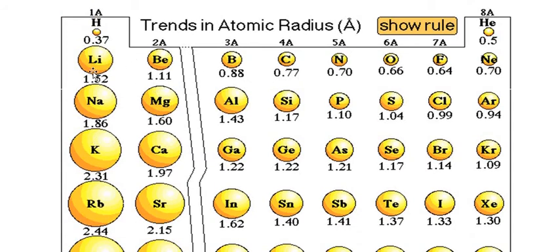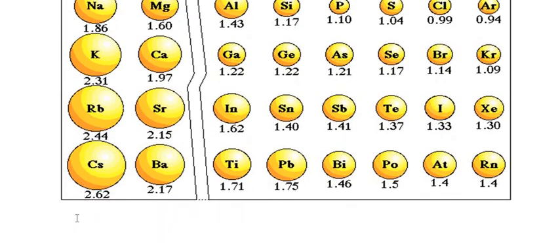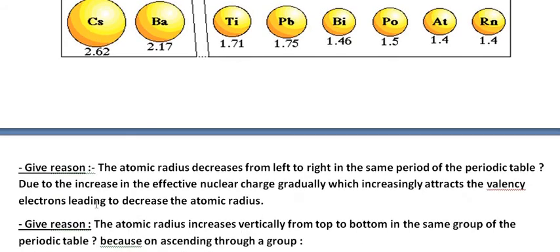Through the group, the atomic radius increases from the top to the bottom. This is because a new energy level is added. As you move from the top to the bottom, the new energy level increases, so the atomic radius increases.